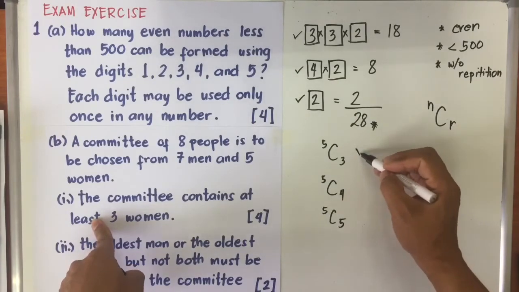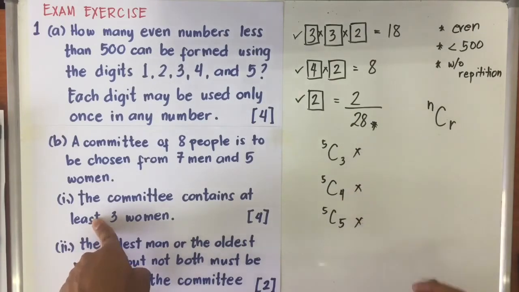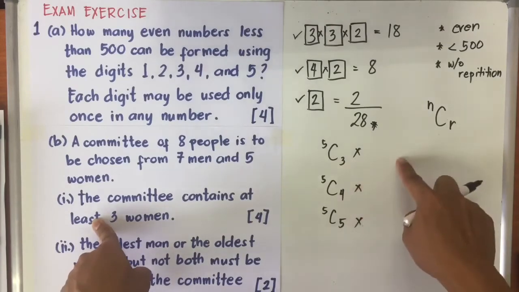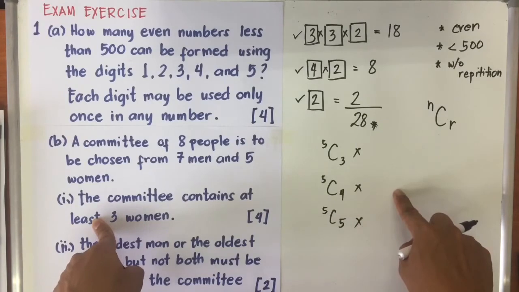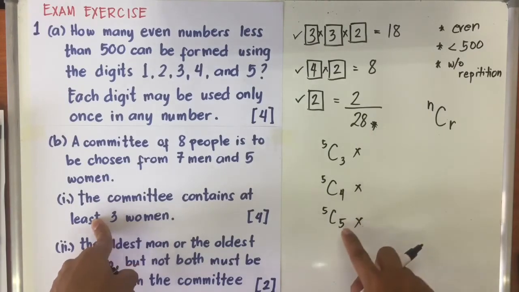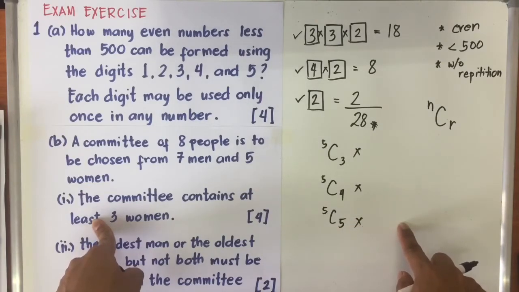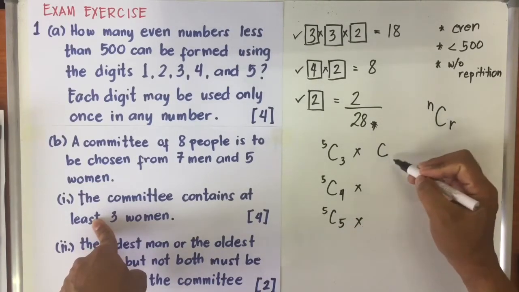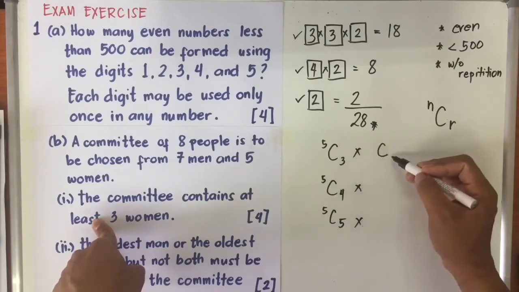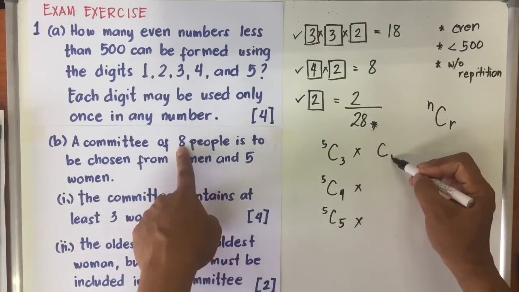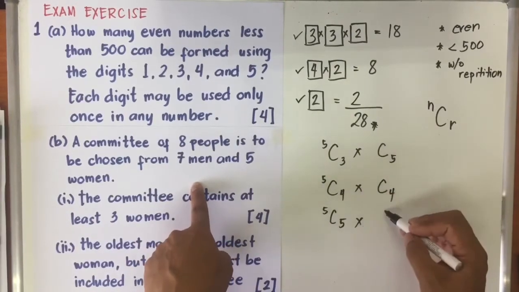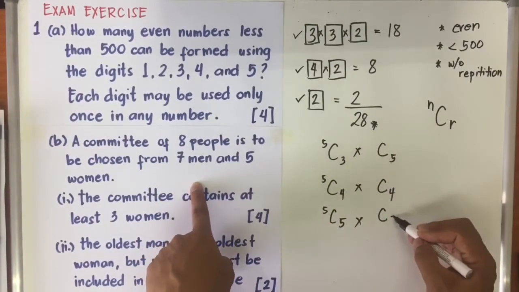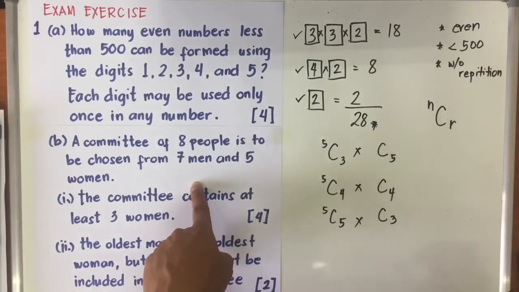And remember, you need to add in men. Okay, since you have 3 women here, you need 5 men. If you have 4 women here, you need 4 men. If you have 5 women here, you need 3 men. So 5C3, you add 5 to complete the 8 people. 5C4, you add 4 to complete the 8 people. 5C5, you add 3 to complete the 8 people.